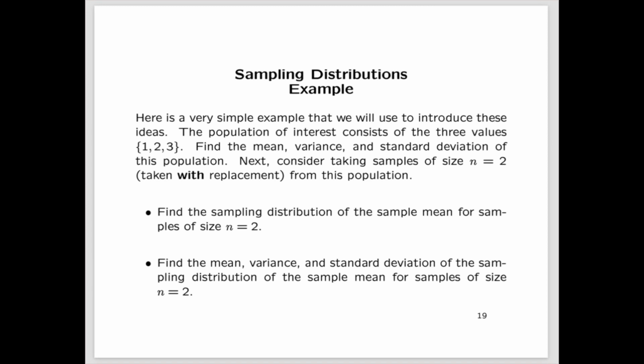All right, I wanted to look at this example a little bit more. This is the example where we have a population with three values, 1, 2, and 3. So it's a very, very simple, very small population. And what we're going to do is consider taking samples of size n equal to 2 with replacement from this population.